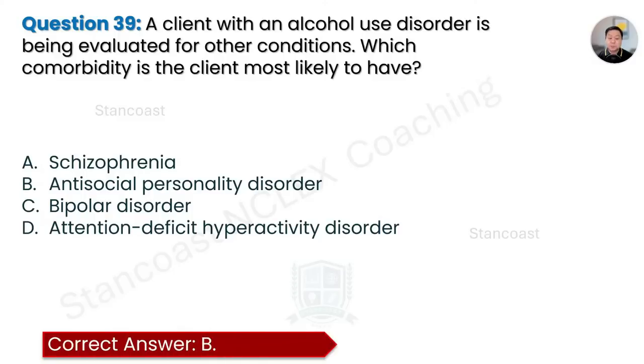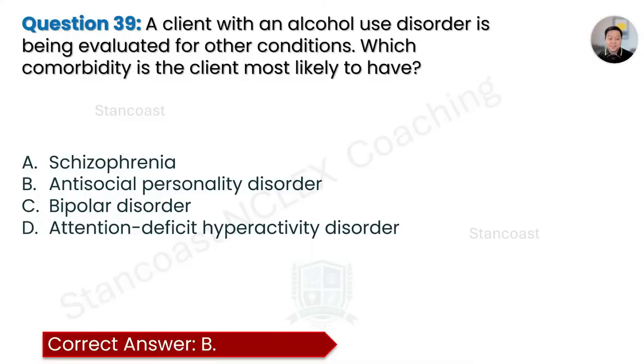Antisocial personality disorder is often seen in clients with alcohol use disorder due to impulsivity, disregard for rules, and a history of behavioral issues. So what you need to do here is to understand that co-occurring mental health disorders are common with alcohol use disorder. And so antisocial personality disorder is the most commonly associated psychiatric comorbidity.